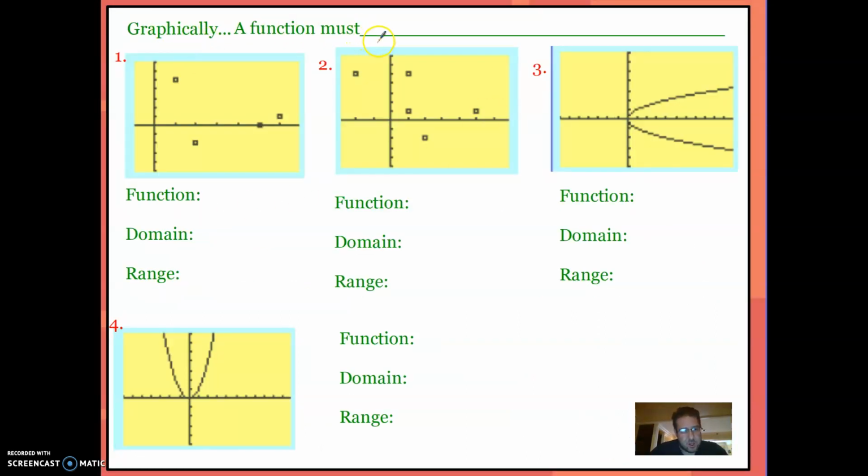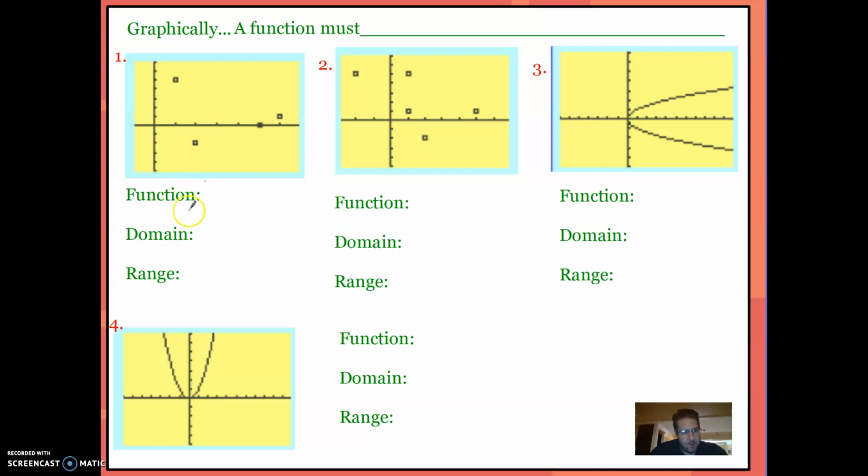So graphically, a function must pass the vertical line test, meaning that every domain has only one range. So this one is a function. The domain will be 1, 2, 5, and 6. The range would be the heights of all these points, which would be 1, 2, 3, 4, 5, -2, 0, and 1.